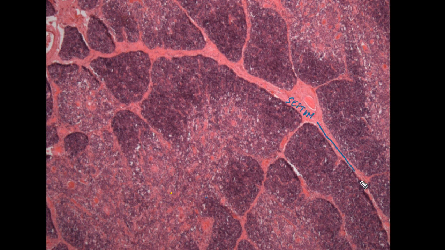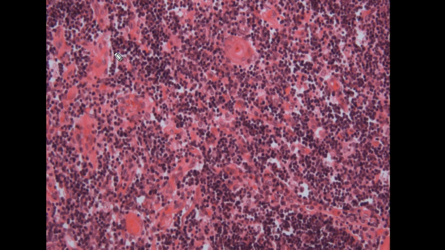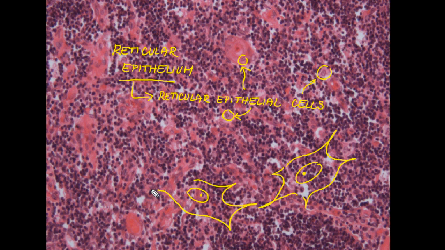Septa that extend from this capsule divide the thymus into lobules. These lobules aren't separated. They communicate with each other, so that's why they are sometimes called pseudolobules. Reticular epithelium creates the supporting structure. These cells, reticular epithelial cells, have a really light nucleus and a well-seen nucleolus. Their long processes are connected, and they play an important role in differentiation and maturation of T lymphocytes.